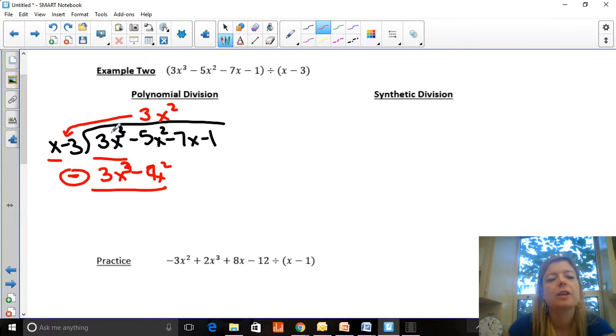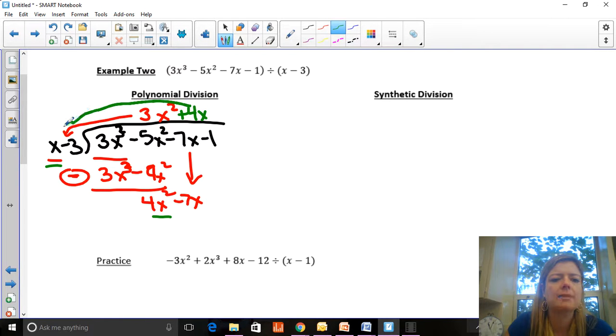So remember, it's subtraction. So 3x cubed minus 3x cubed is nothing, is 0. So again, that should work. But be careful here. Minus 5x squared minus negative 9x squared is plus 4x squared. Okay? And then you bring down the negative 7x. Just that guy, not the minus 1. Okay, so now you're looking at the first term divided by the first term. 4x squared divided by x is plus 4x. So then 4x times x minus 3 is 4x squared minus 12x.